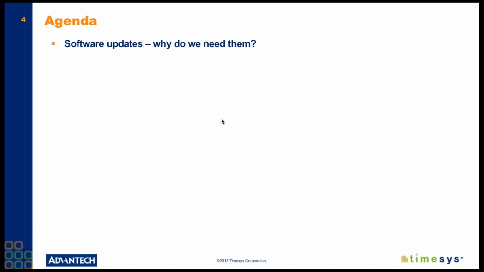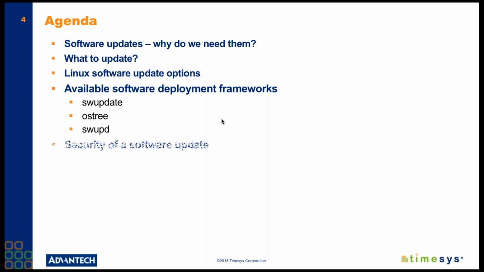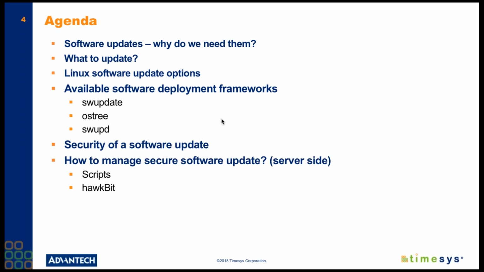The agenda is we will start by discussing why we need software updates. We'll talk about what to update in an embedded target Linux system. And we will talk about software update options. That's going to lead to a discussion on available free open source frameworks, which are commonly used currently in implementations of software updates. Then we're going to talk about security around the software update, and we'll finish today's discussion talking about the server side of the software update process.